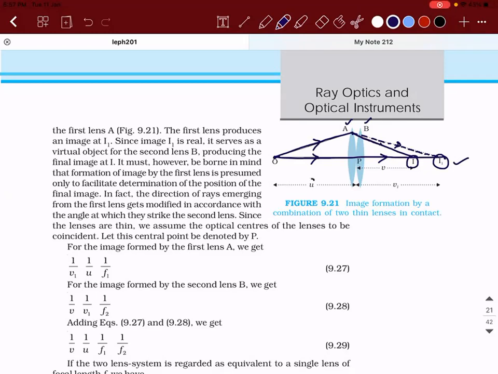Now, let me say the initial object distance is u. The first image distance is v1, and the final image distance is v. So case 1, that is for lens 1. If I apply the lens formula, 1 by v minus 1 by u is equal to 1 by f. So for lens 1, 1 by v1 minus 1 by u is equal to 1 by f1.